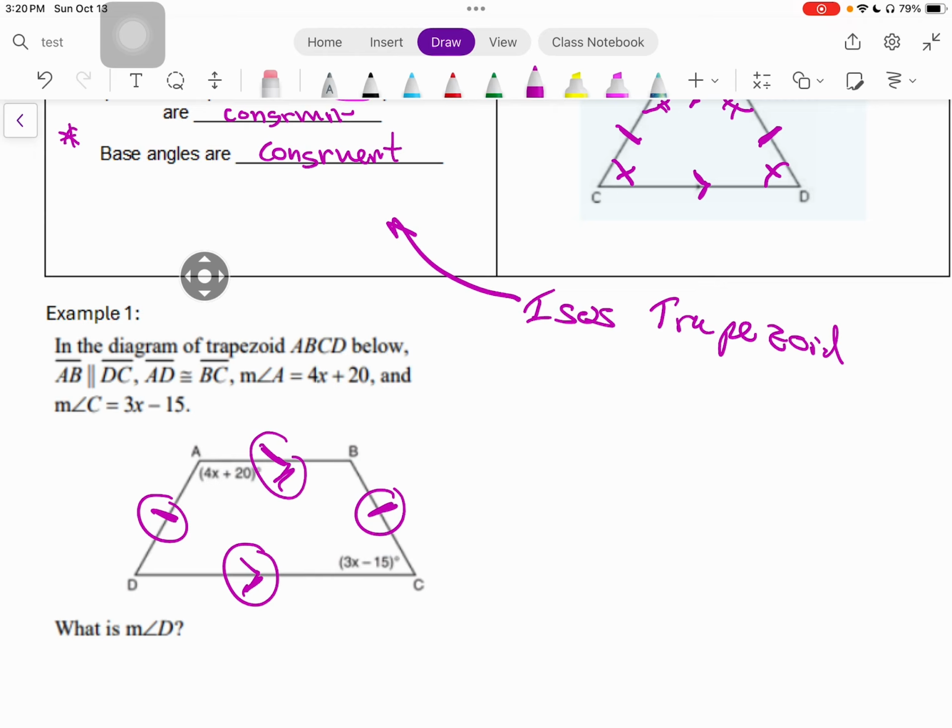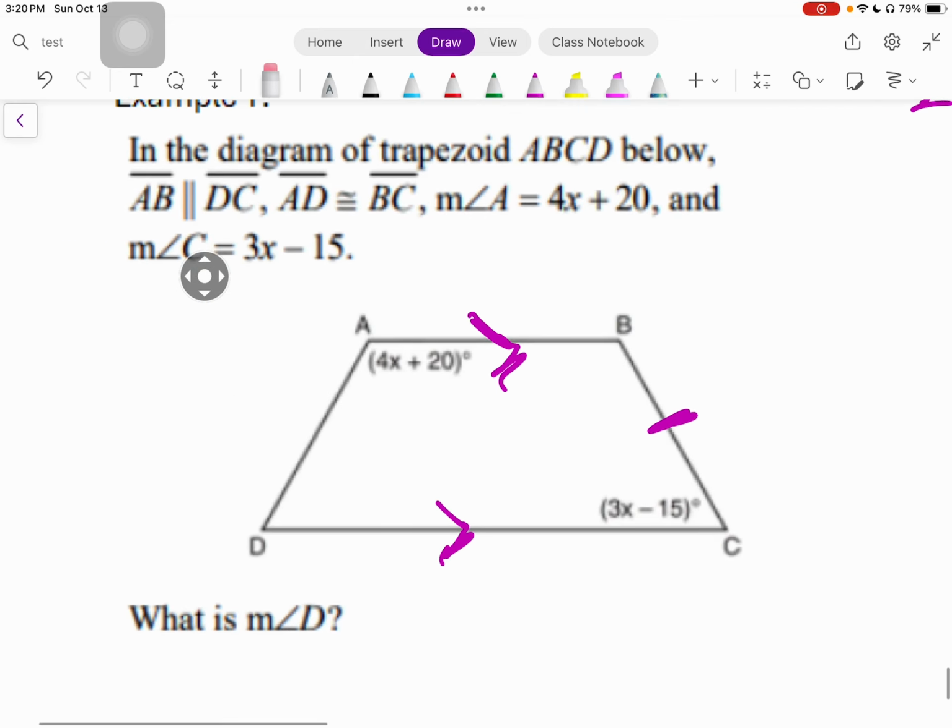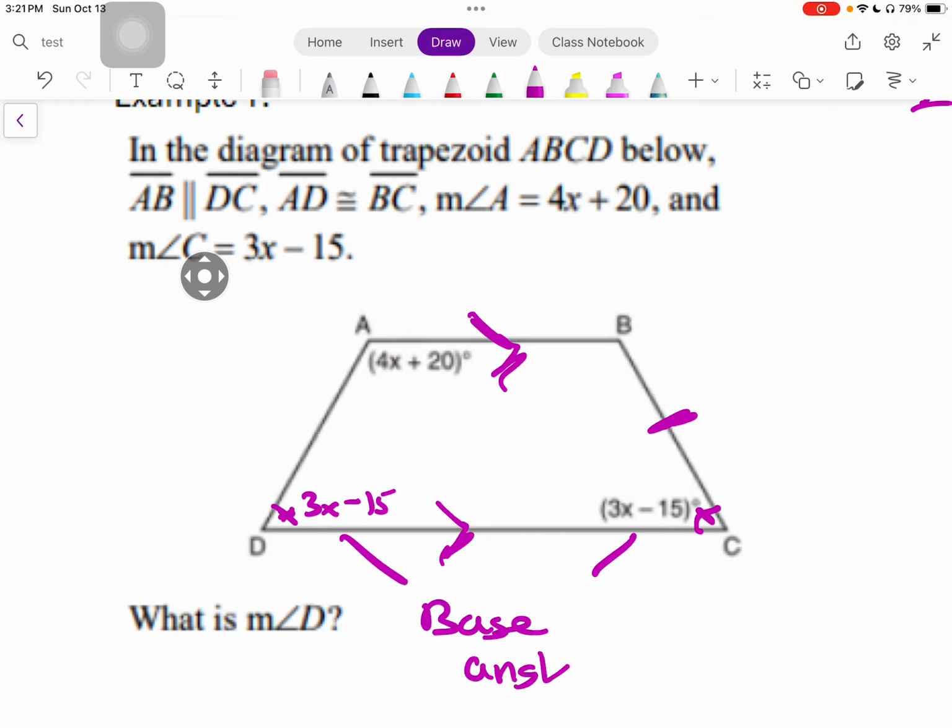The first one I'm going to use, I'm going to erase some of this so I have a little more room to write, is that the base angles are congruent. It's asking me for angle D. Well, I know in an isosceles trapezoid that angle C, or these two base angles here, are the same. So I know that those are both 3x minus 15. These are base angles.